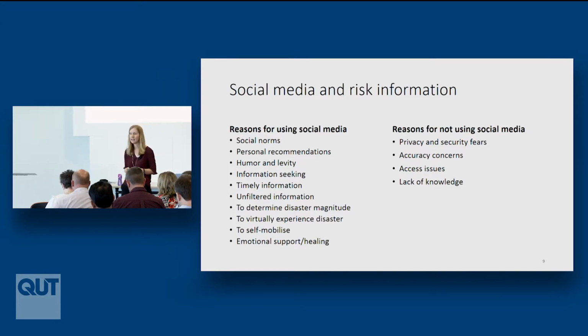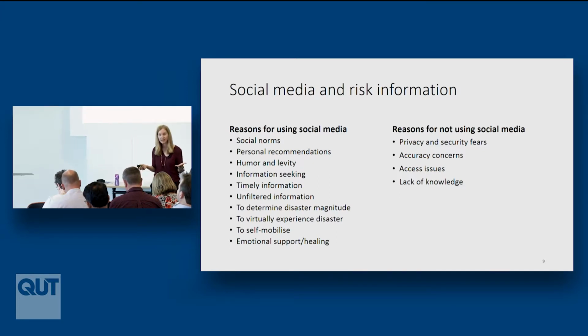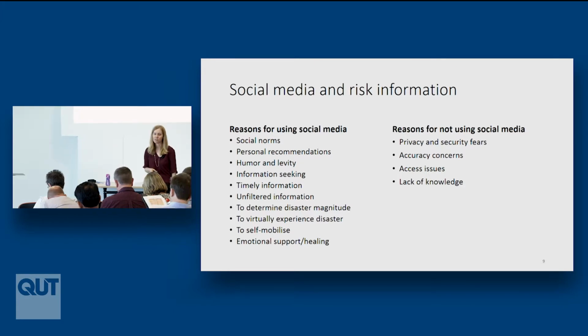Obviously, information seeking, particularly timely information. We see in the States that disasters are first reported on Twitter, typically, before they get an official message out for things like earthquakes or tornadoes. So it can be the first source of information to figure out how bad the disaster is, to self-mobilize, to volunteer, and to also get emotional support and healing.